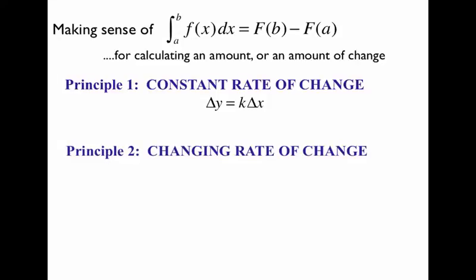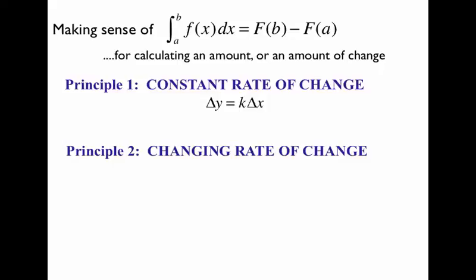Where does that show up in our fundamental theorem? Where does delta y equals k delta x, where is that involved in that fundamental theorem expression? K delta x is the integral. It's the whole thing. No, it's more specific than that. K delta x is f of x times dx.